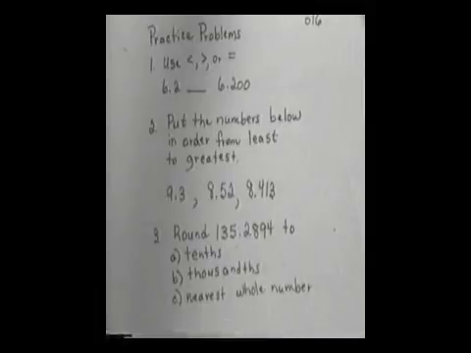The second one says to put the numbers below in order from least up to greatest: 9.3, 8.52, 8.413. And the third one says to round 135.2894 to tenths. That's part A. Part B is thousandths. And part C says to round to the nearest whole number. Copy the problems down and then cut your tape off to work them.